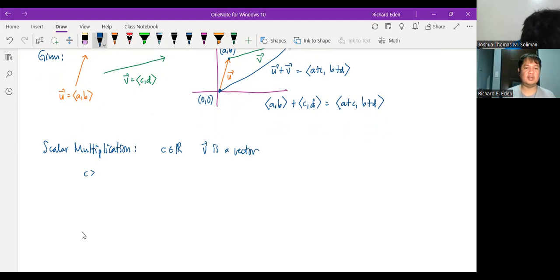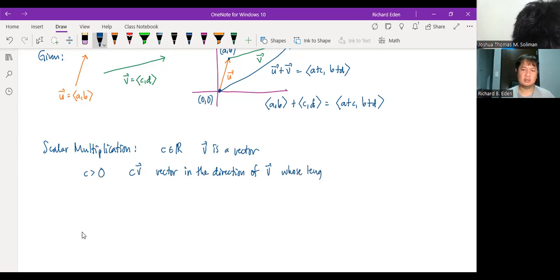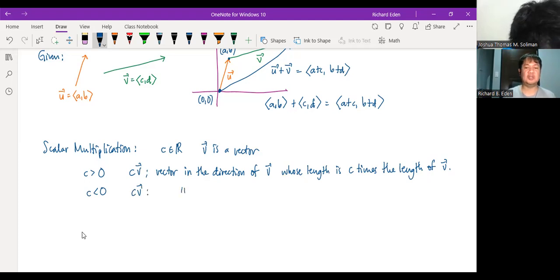So two cases, if C is positive, then CV is the vector in the direction of V, okay, whose length is C times the length of V. And then on the other hand, if C is negative, then CV is going to be the vector in the opposite direction of vector V, whose length is the absolute value of C times the length of vector V.